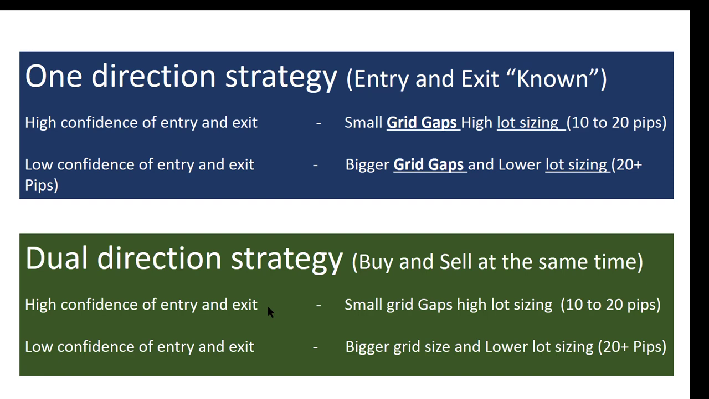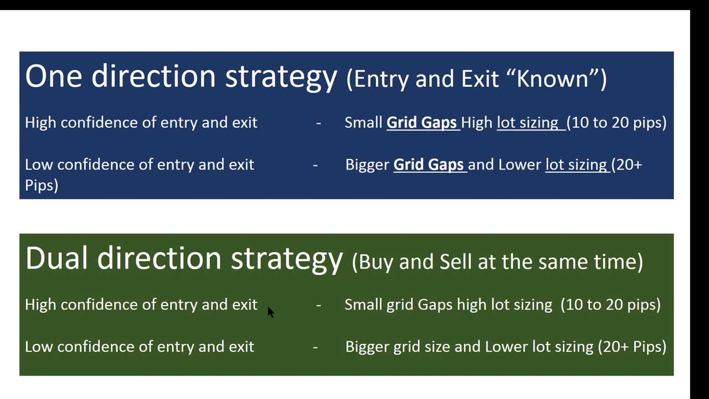Again, you can see the similarity. If you've got high confidence, you use high lot sizing and small grid sizes. Now, if you have low confidence in your entries or exits, then again you just use bigger grid sizes and lower lot sizes. And there's your answer to the settings that you need.